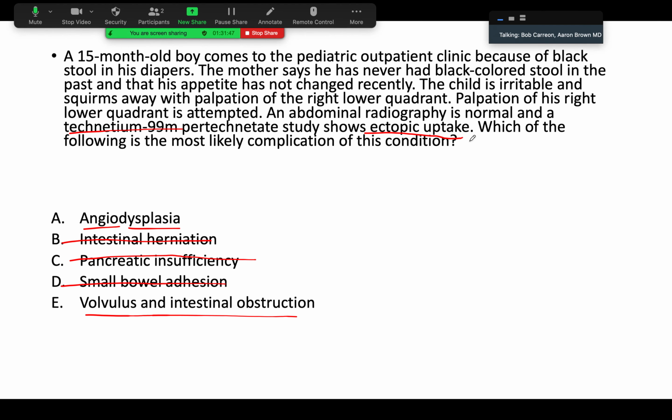I don't know the details about technetium 99, how exactly it works. I need to read up on it again. I knew it at one point, but I totally forgot.